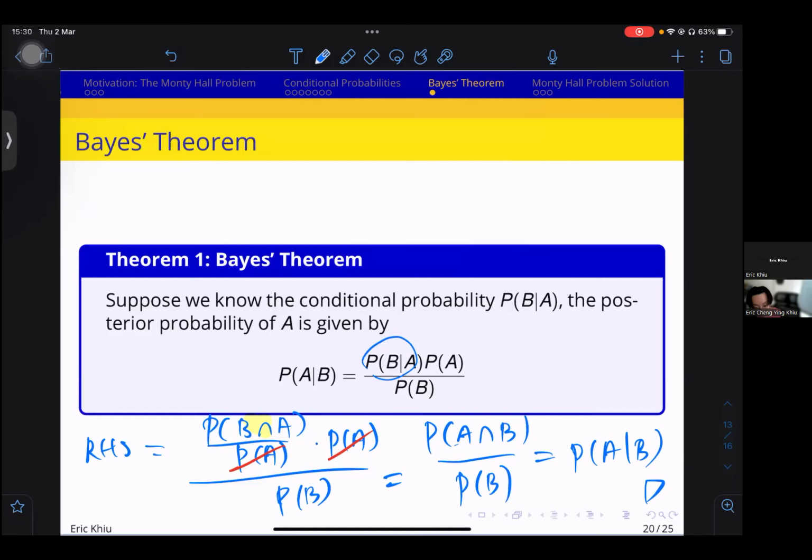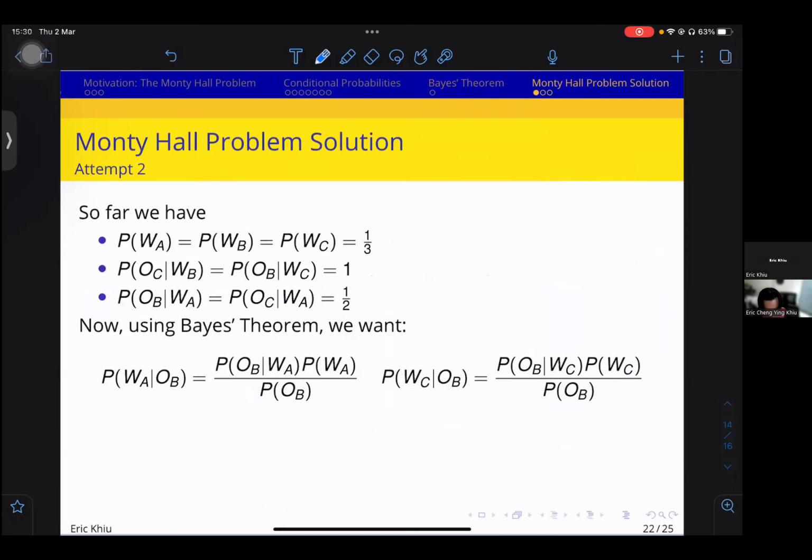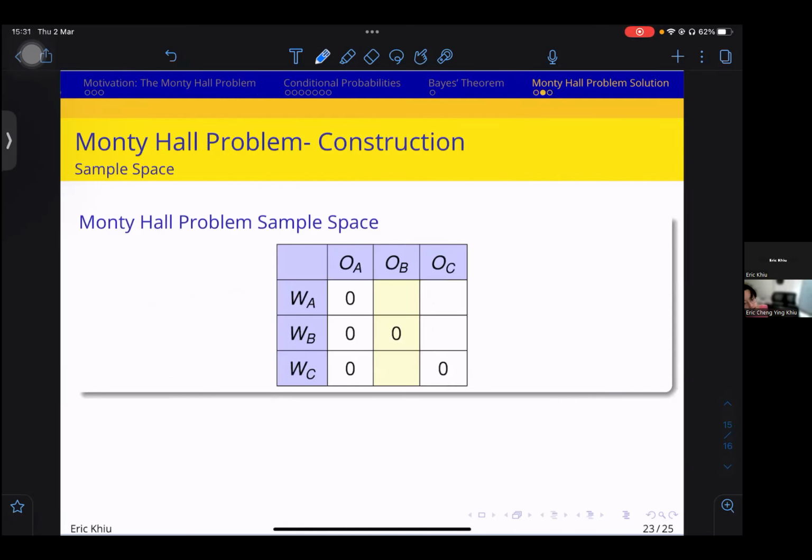Nice. So now, using Bayes' theorem, we can easily find these two, right? Because we have OB given WA, which is 1/2. We have OB given WC, which is 1. We have P of A, we have P of WC. But we don't have P of OB yet. Okay, but don't worry about it. Look at our sample space again.